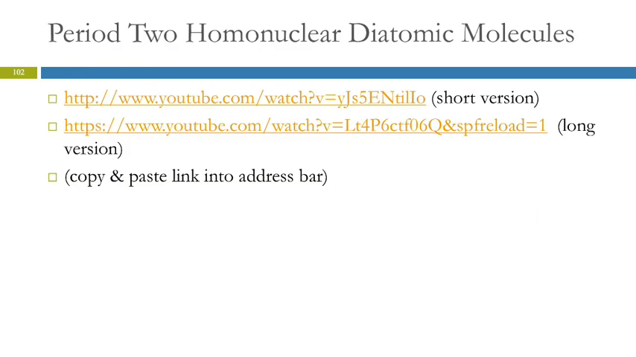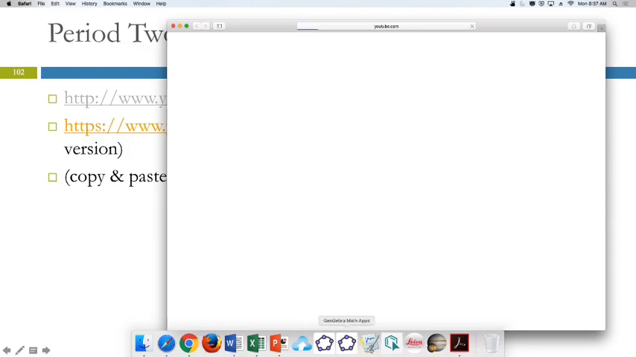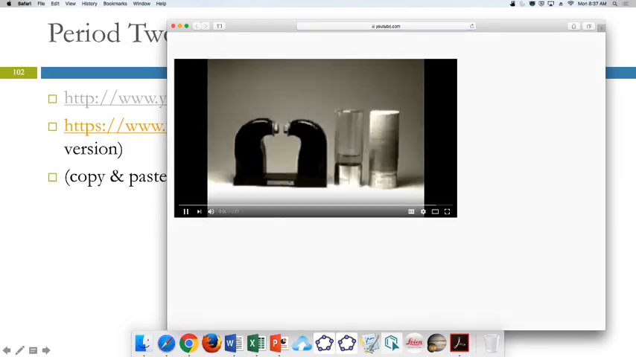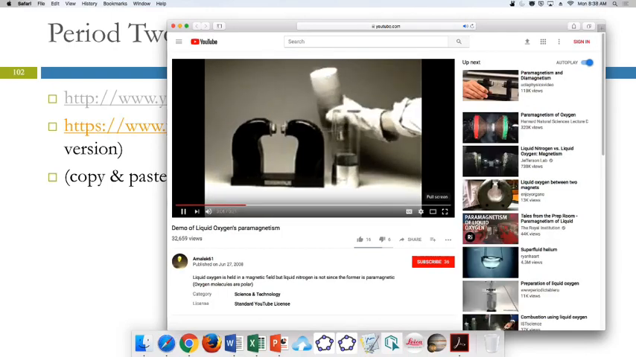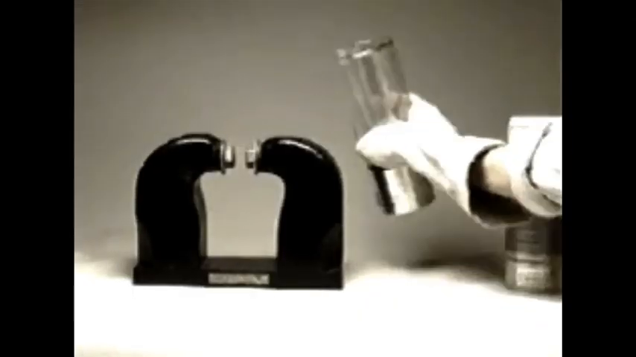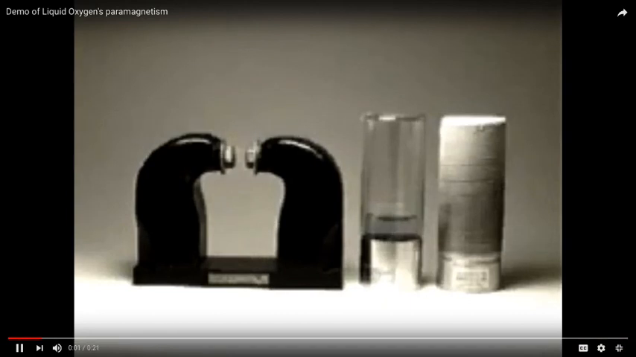Okay, so quick little video here. When liquid nitrogen is poured onto a magnet, the magnetic field does not affect the liquid. When we pour liquid oxygen onto a magnet, however, it is held by the magnet because oxygen molecules are paramagnetic. Paramagnetic substances have unpaired electrons.